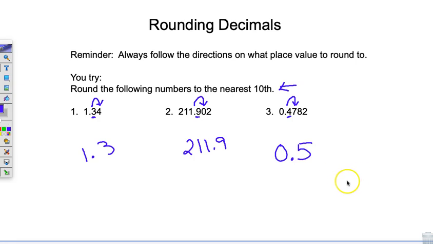And that's it. So I hope you enjoyed this lesson. Make sure you're always following the directions so you know where to round. Find that position and then look next door to it. Okay, good luck.